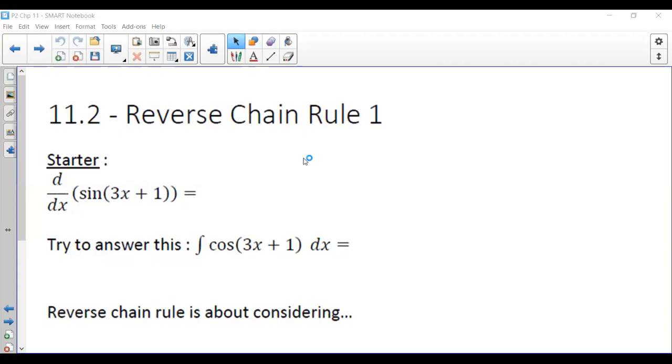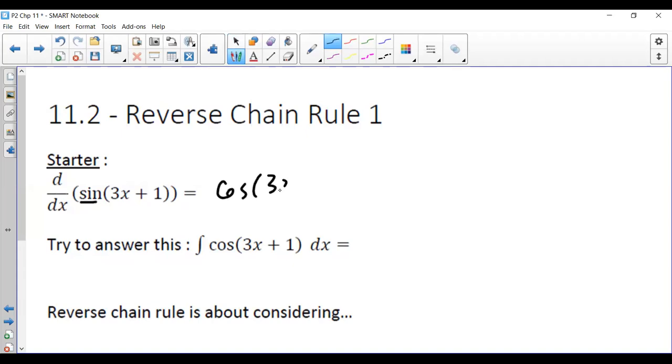Okay, so we know chain rule. Differentiate outside to inside, that's the shortcut. Differentiate sine is cos 3x plus 1. Differentiate inside is 3, times it by 3. So it's 3 cos 3x plus 1. That's chapter 9, 9.3.5 for chain rule.